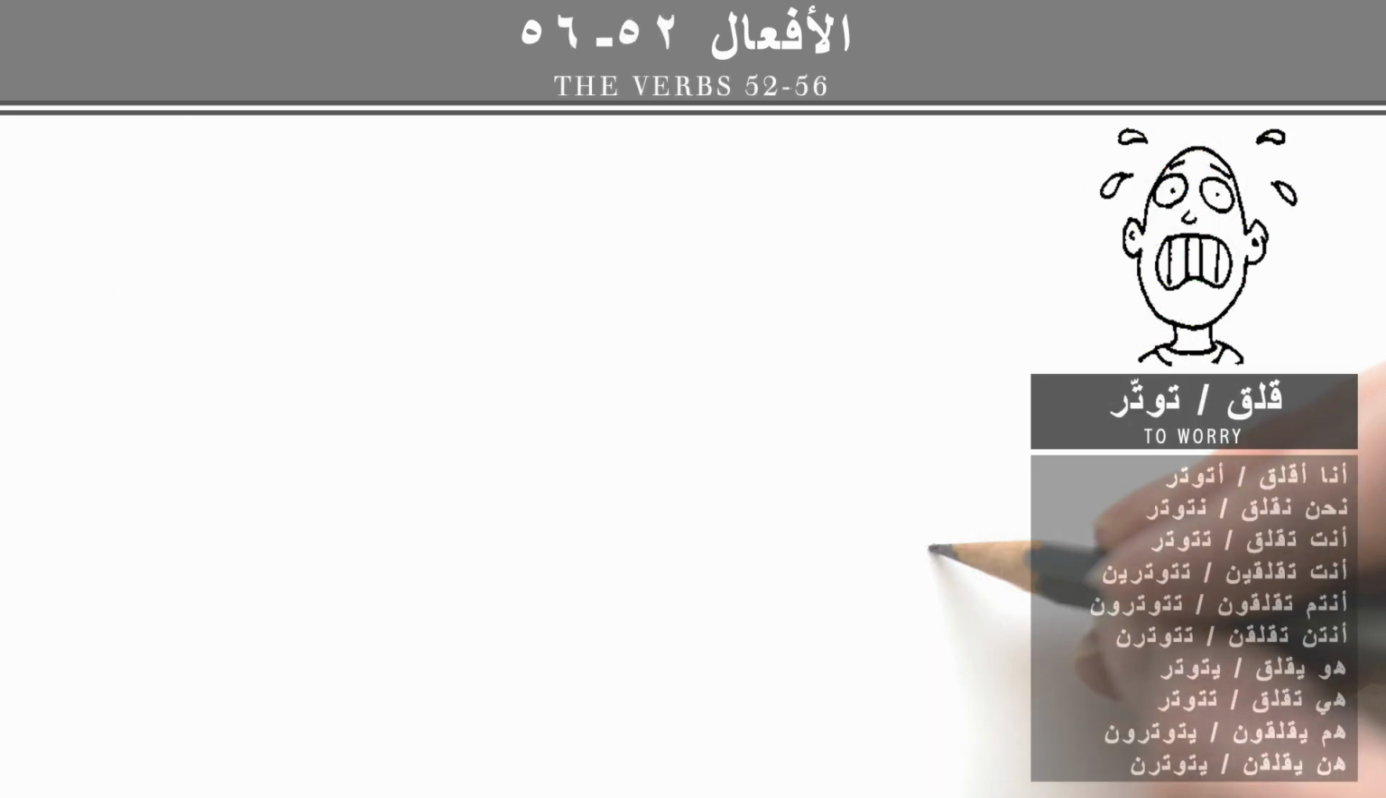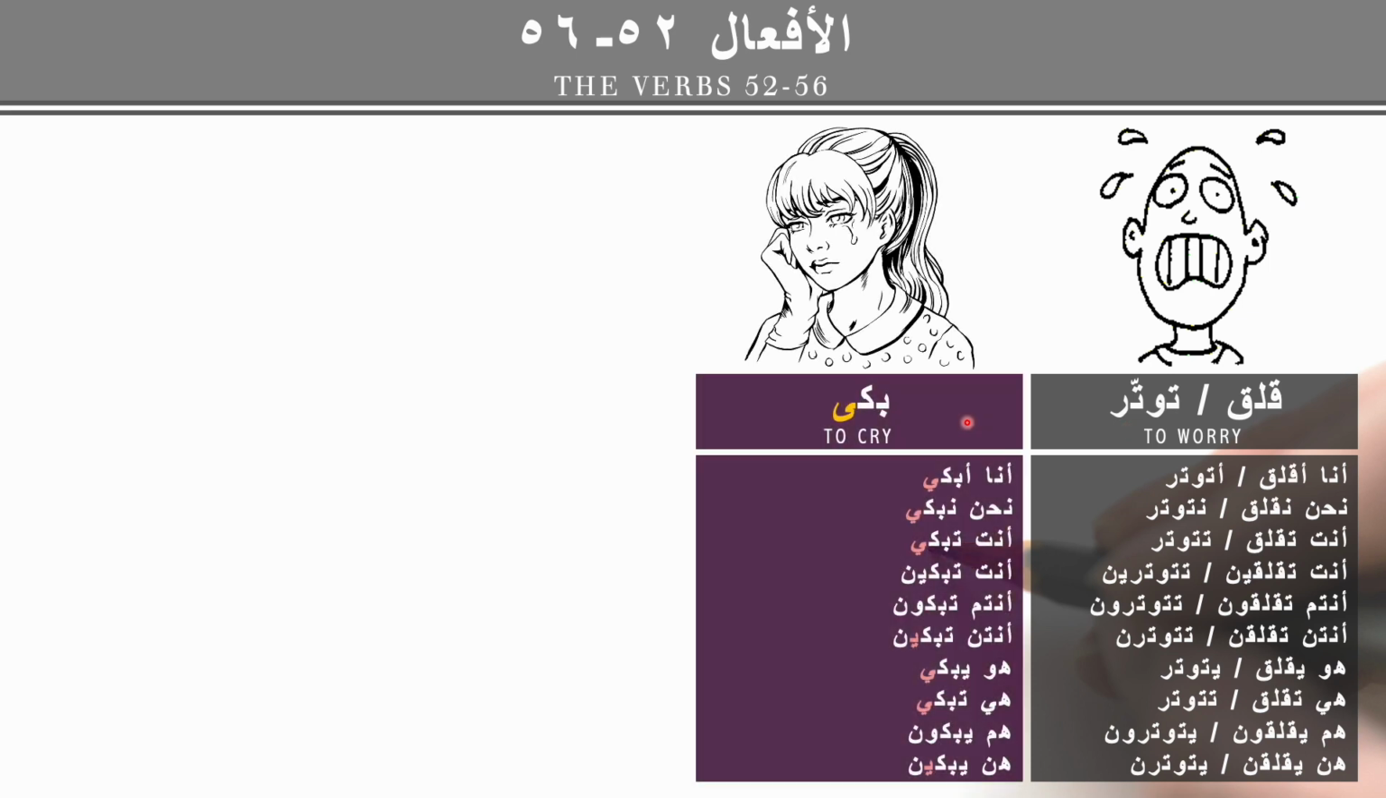The verb to worry. There are different ways to say it. It depends on how you are worried, but I will present two common ways. The first way is to say قلق. This is in modern standard Arabic. In my Saudi dialect, it is pronounced differently. The second way, توتر, to get worried or to get anxious. The next verb, to cry, بكى. It is a 3-letter verb that has a vowel letter at the end of it.